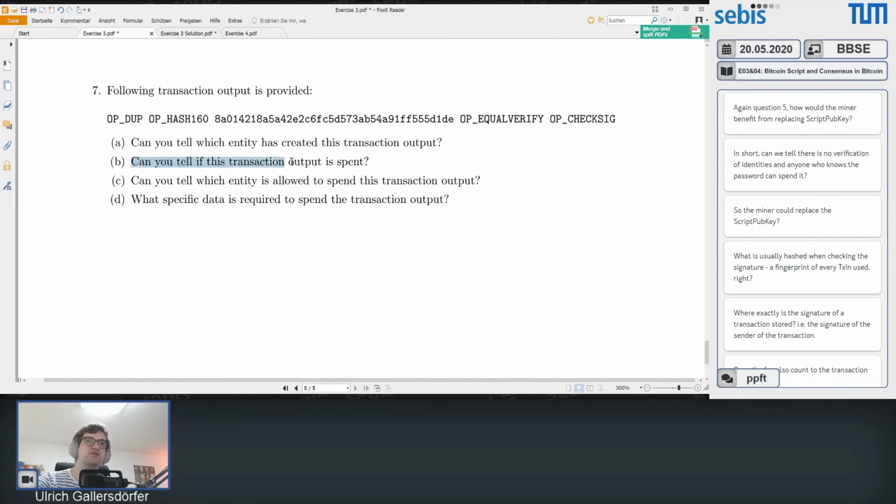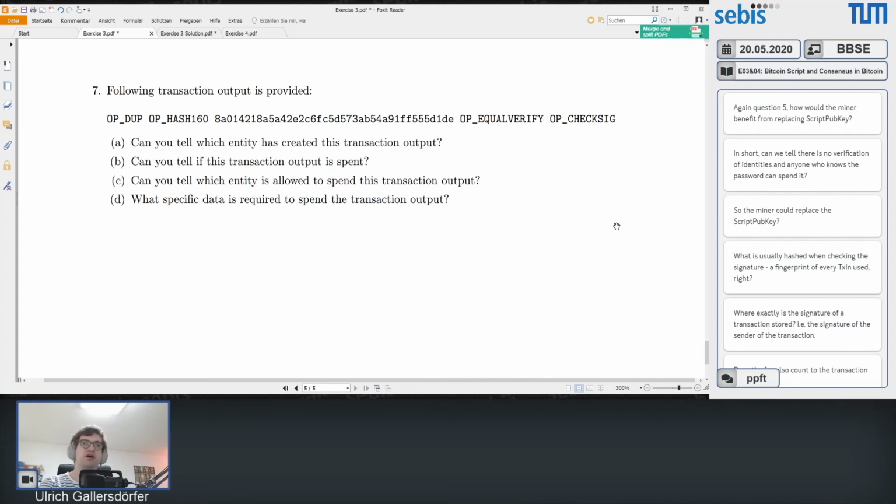B: can you tell if this transaction output is spent or not? As we just look at the transaction output, a part of the transaction, and we do not know the circumstances of the network, we cannot tell if this output has been spent or not. We don't have a look at the blockchain, we don't see anything, so we cannot see that.